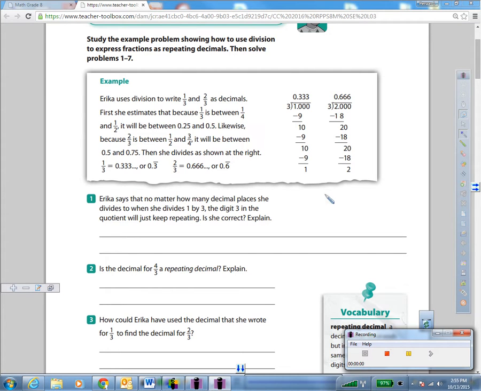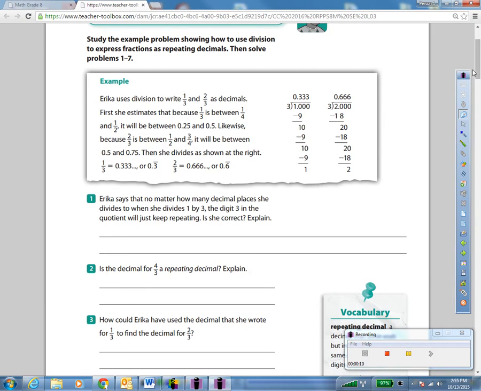Class, this is homework help with page 25 and 26 out of your practice book. Let me scroll to page 25 and 26 here.